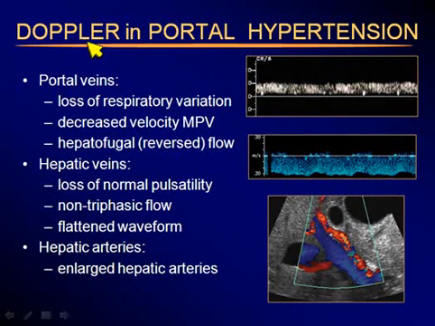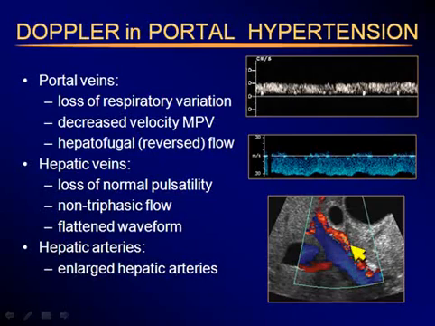What are the Doppler findings in portal hypertension? Well, let's look at the portal veins. First of all, we're going to lose the respiratory variation. The waveform becomes very flattened. We have a drop in the velocity of the main portal vein, and eventually it may reverse and be on the reverse side, hepatofugal flow. Hepatic veins start to lose their normal pulsatility. We had systole, diastole, kick, and now all of a sudden it's becoming a very flattened waveform.